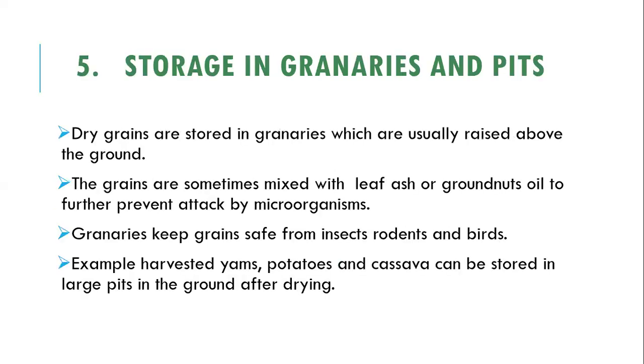Now, the other one is storing in granaries and pits. Dry grains are stored in granaries, which are usually raised above the ground. The grains are sometimes mixed with leaf ash or groundnut oil, just to further prevent attack by microorganisms, which can lead to decay. The granaries keep the grains safe from insects, rodents, and birds also. For example, harvested yams, potatoes, and cassava can be stored in large pits in the ground after drying.